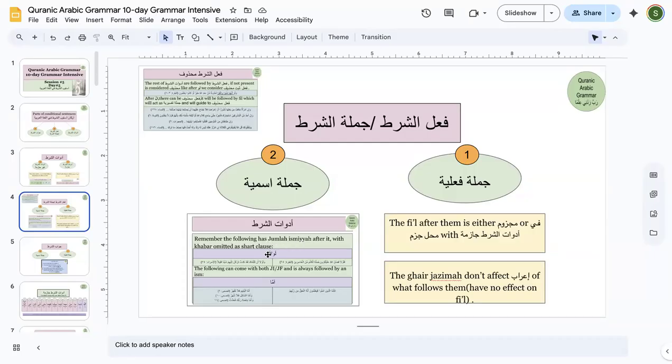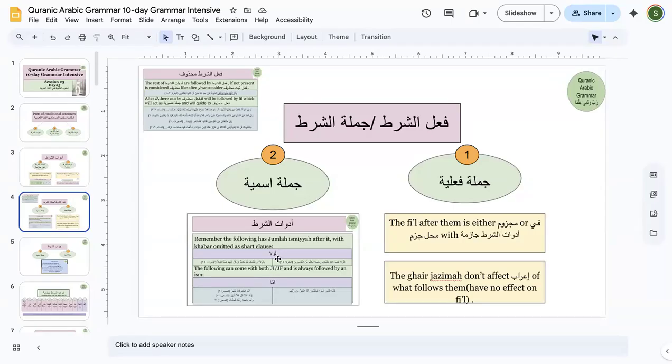Is this clear to all of you? If it is lawla, what do you expect to see after it? It is going to be jumla ismiya. And then if it is amma, it can be either. Amma can enter both jumla ismiya and failure. Amma is one adwatu shart which is ghair jazima. Both of them, lawla and amma, are ghair jazima. They are not from the jazima category.